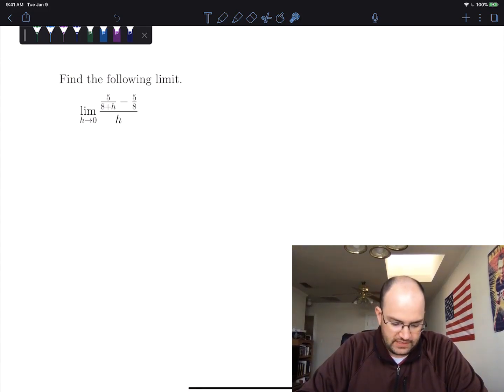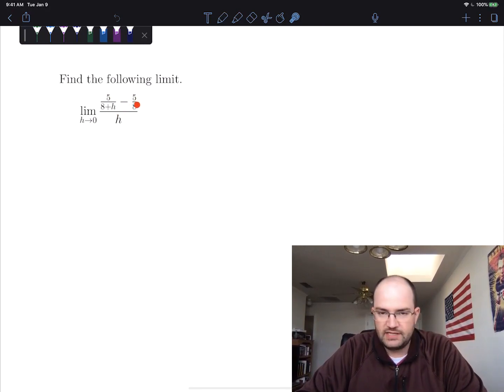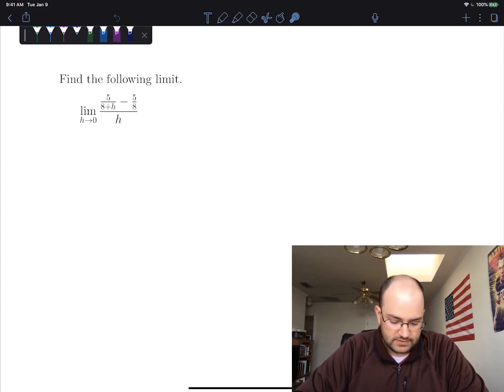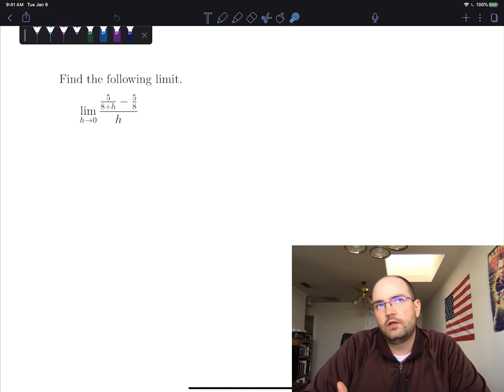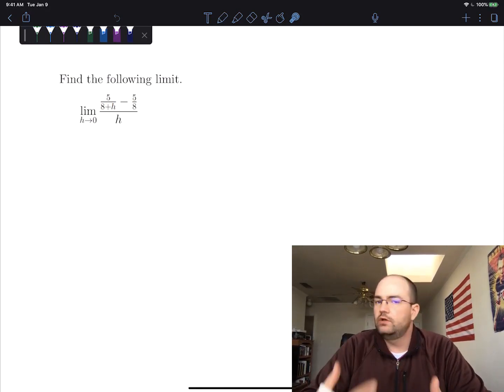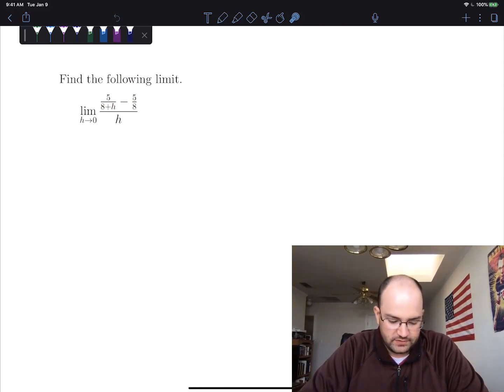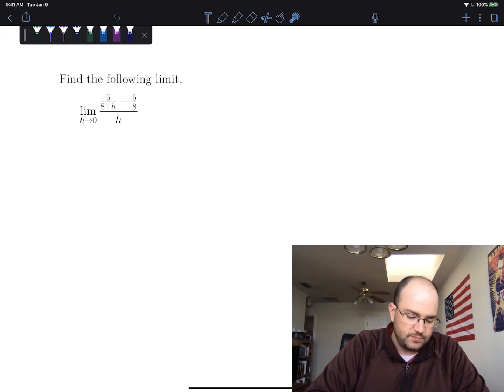But notice if we do that, the denominator here is 0, but in the numerator, we also get 0 because this is 5 over 8 minus 5 over 8, that becomes 0. So something's happening that we need to look at. So notice that this is what we call a complex fraction. And we don't like complex fractions, so we're going to look at the denominators of 8 plus h and 8 as well. And we're going to consider those to be factors.